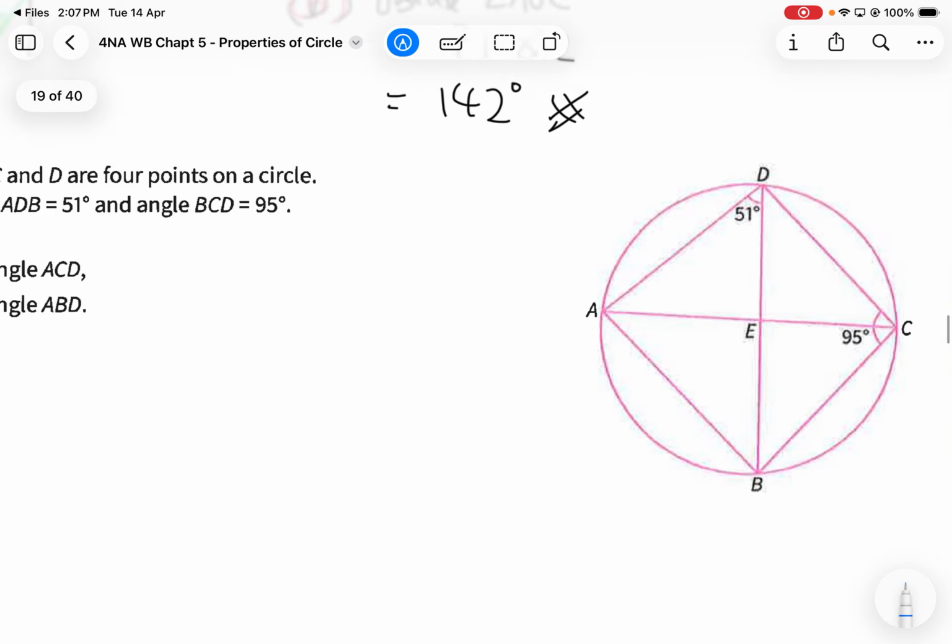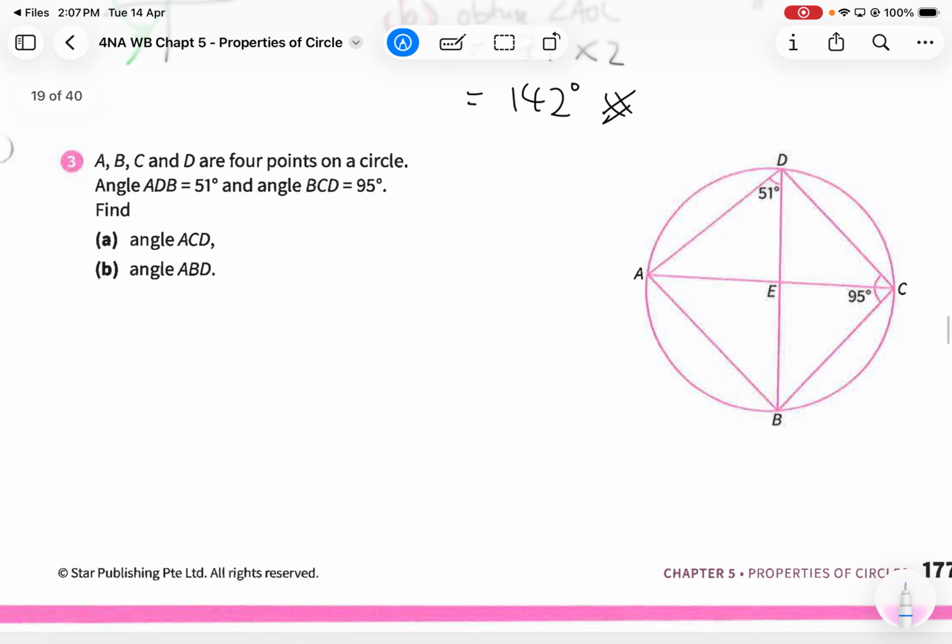Okay, question 3. 4 points on a circle. Angle ADB is 51, angle BCD is 95. Find angle ACD. ACD. So they want this one.